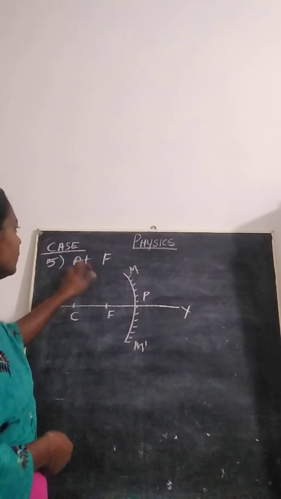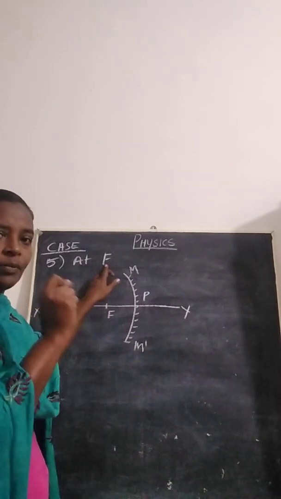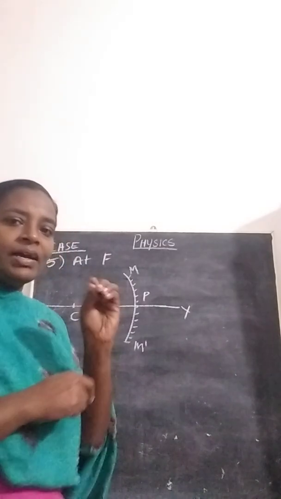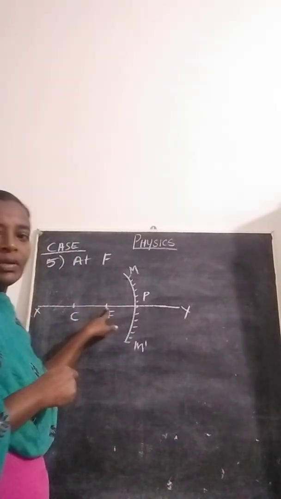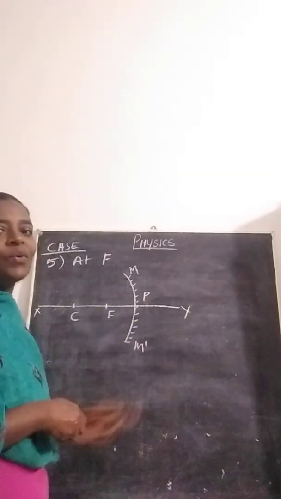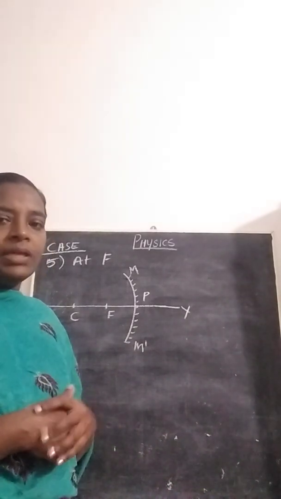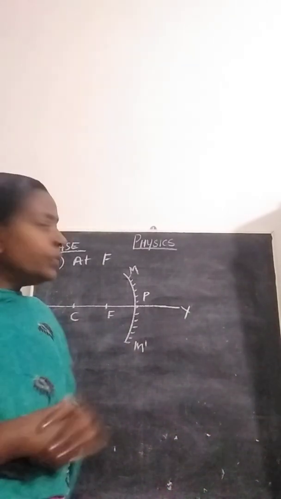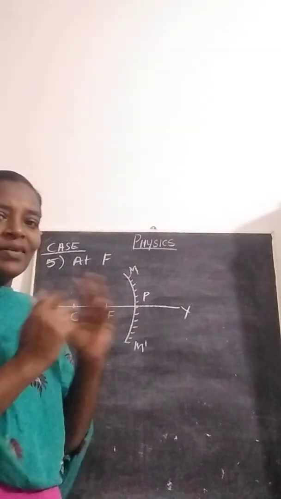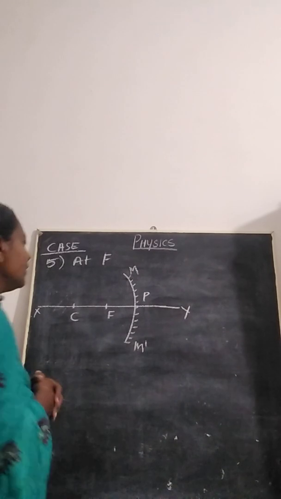In this case, we are going to place an object exactly at the principal focus itself, exactly at the point F. We studied that if you place an object at infinity, we will get an image exactly at the principal focus. But here we are going to keep the object at F, and find what will be the position, size, and nature of the image formed in this case. So the ray diagram is ready, the concave mirror is ready, and all the important points are already marked.